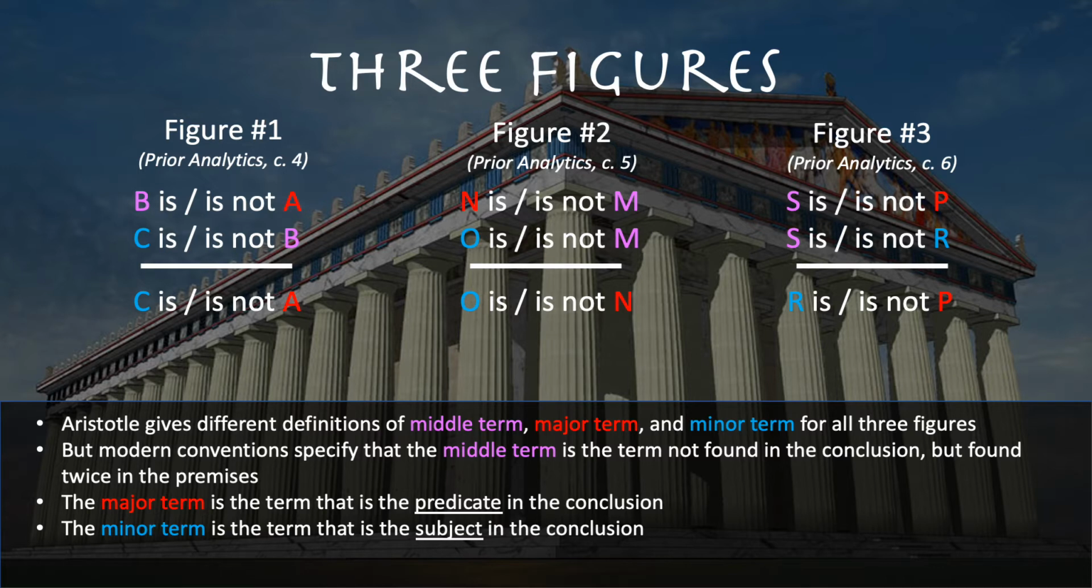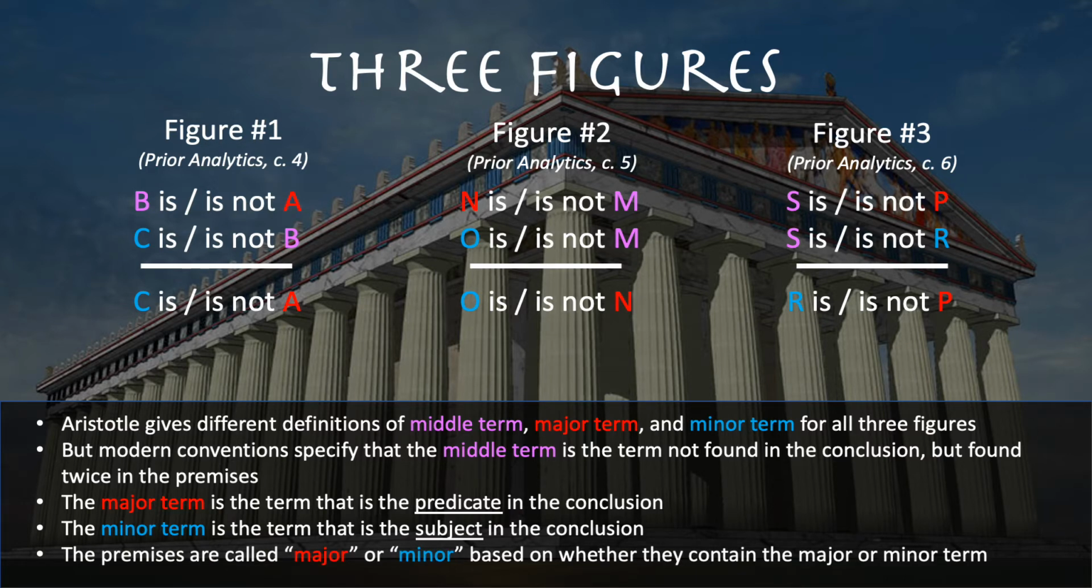Likewise, the minor term is the term that is the subject of the conclusion. This term, again, can be called the minor term even when it is found outside of the conclusion. For instance, the subject of the second premise in Figure 1 is called the minor term, precisely because it is that same term which is found as the subject of the conclusion in Figure 1.